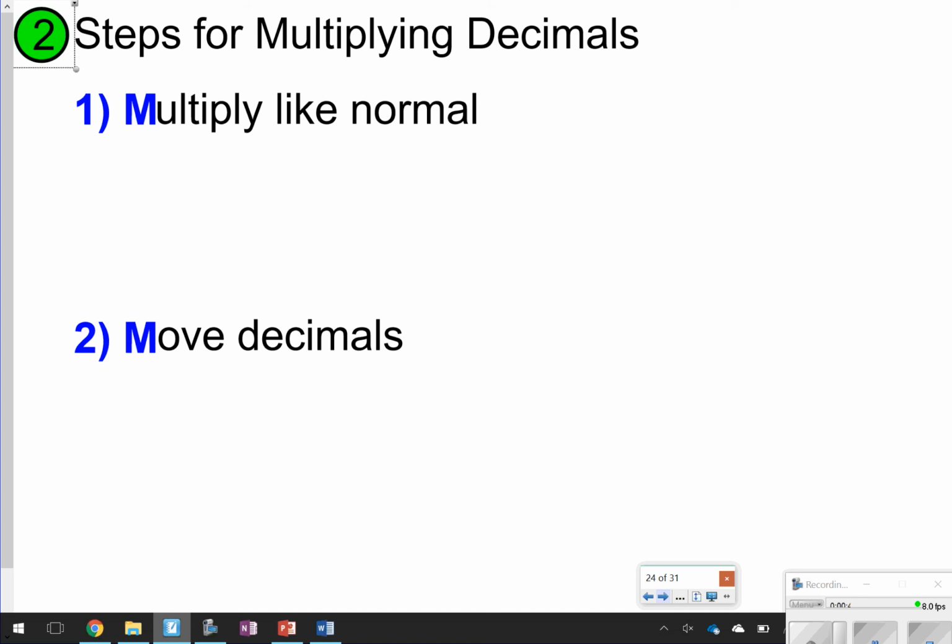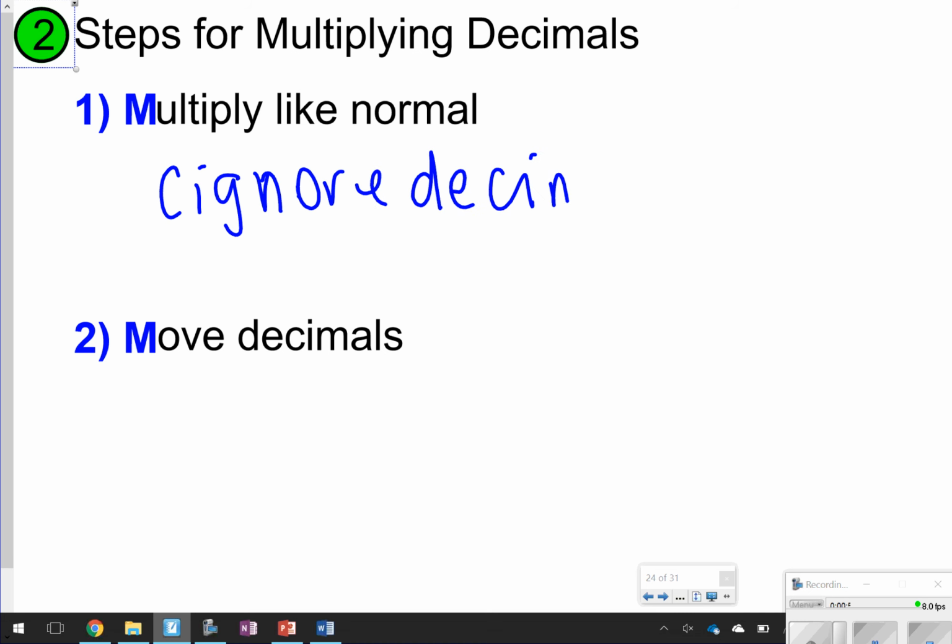So number 2 says, what are the steps for multiplying decimals? When you multiply decimals, you're just going to multiply like normal, almost like you're ignoring the decimal. So maybe even think about them as whole numbers. Once you're done, then you move the decimals. I'm going to show you a few examples and then you get to try some on your own. Go ahead and click pause if you haven't had time to write down the steps. Click play when you're ready to go on.